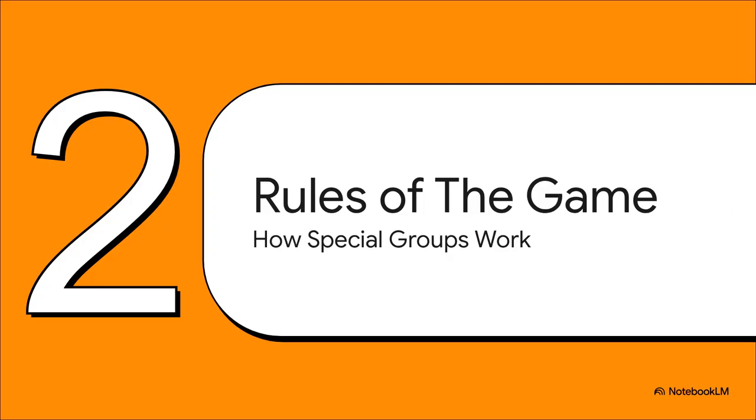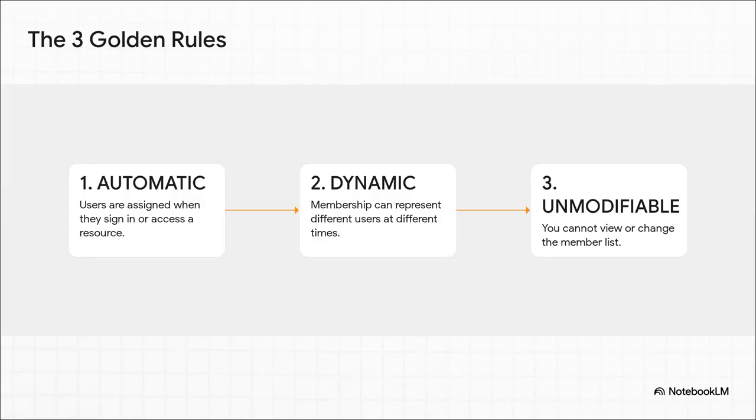So how do these automatic passes even work? What makes them tick? Well, that brings us to the rules of the game, the three core principles that make this whole system possible. It really boils down to three golden rules. First, they're automatic. The system assigns you one the moment you sign in, no questions asked. Second, they're dynamic. The interactive user right now might be you, but an hour from now on that same machine, it could be your coworker. The group just represents whoever is there at that moment.